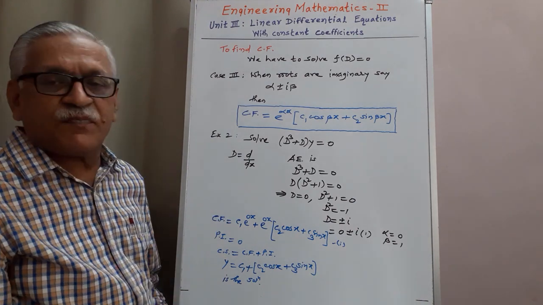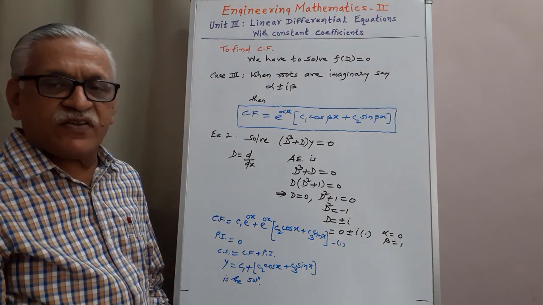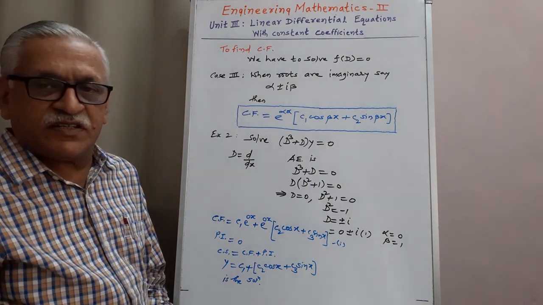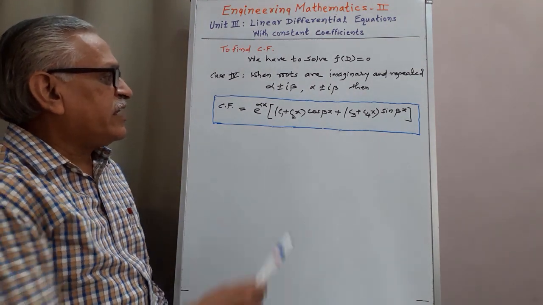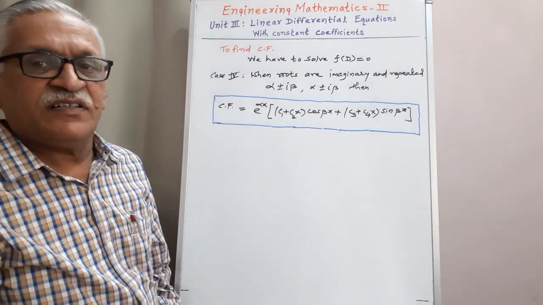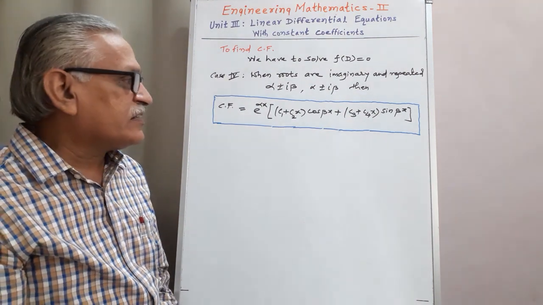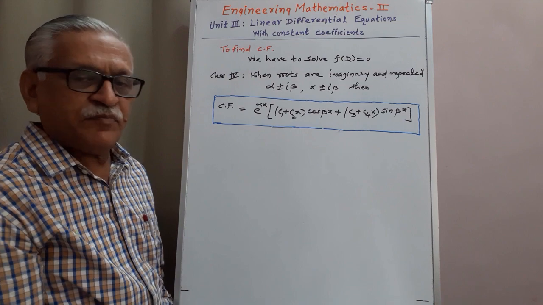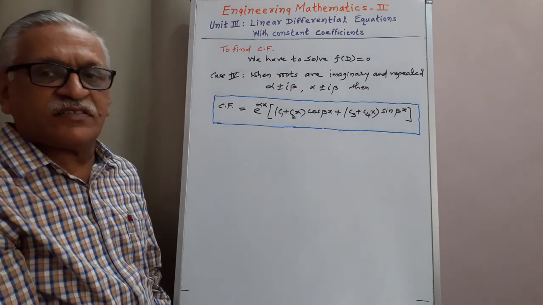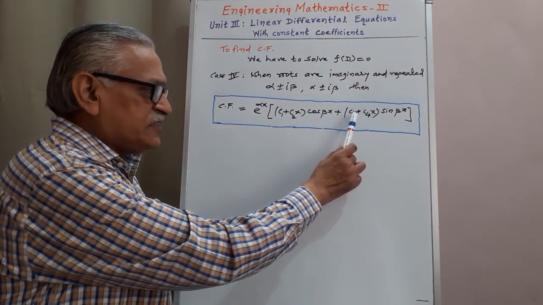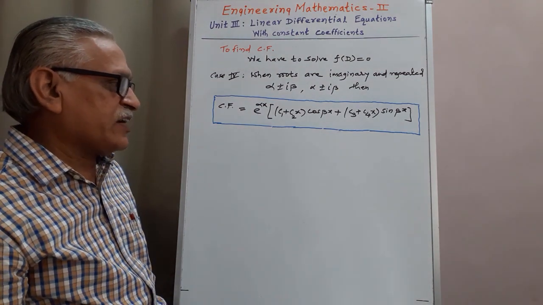Therefore, with the help of these two examples, I tried to explain how we can write the complementary function when roots are imaginary. Fourth, when roots are imaginary and repeated. Say alpha plus i beta as the first pair and alpha minus i beta as the second pair, meaning roots are imaginary and repeated. Then the complementary function is given by e raised to alpha x, (c1 plus c2x) into cos of beta x, plus (c3 plus c4x) into sin of beta x, as it is a repeated one.